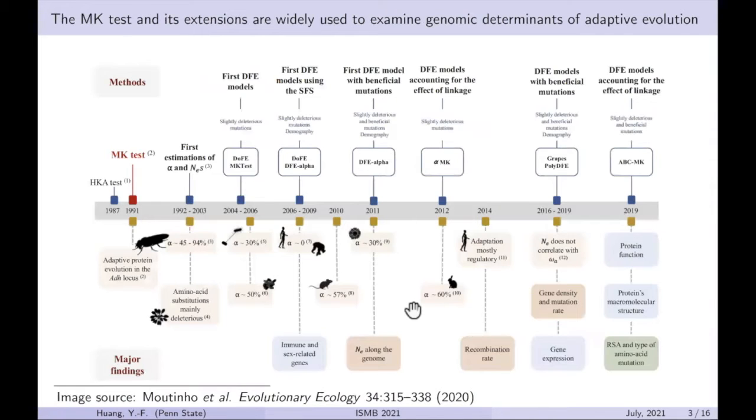After the publication of the original MK test paper in 1991, people have developed many extensions of this powerful framework, which have been listed here. Using the MK test and its extensions, people have identified numerous genomic features associated with high adaptation rate. Those features include immune response genes, sex-related genes, among many others. You can find a really nice review paper about the MK test here.